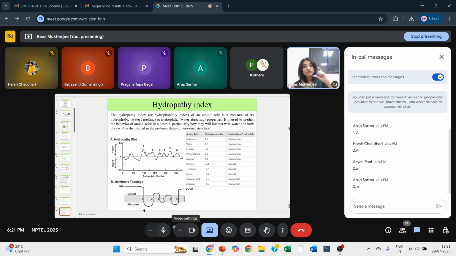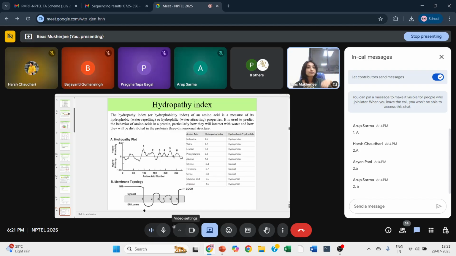If they are more hydrophobic, then the values are positive, as you can see in plot A, and if they are more hydrophilic, then the values are more negative, right? So this is used to predict the behavior of amino acids in a protein, particularly how they will interact with water and how they will be distributed in the protein's 3-dimensional structure.